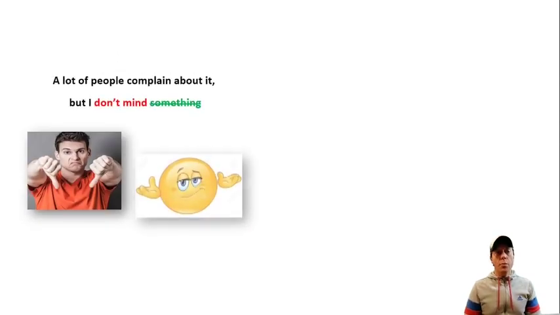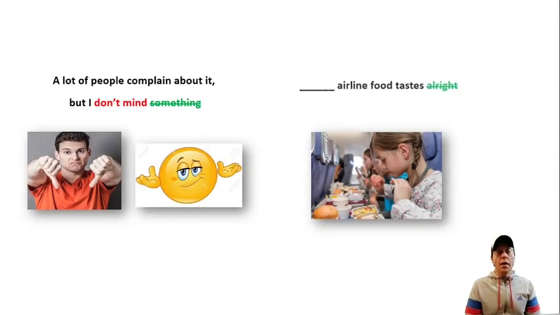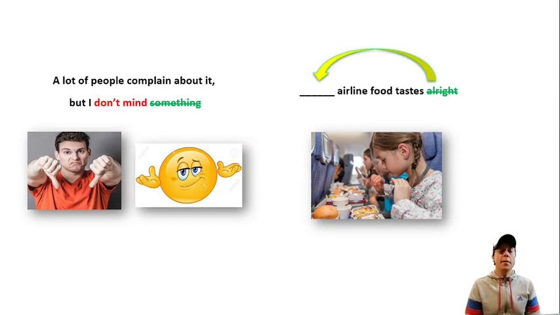Okay, don't mind. Basically meaning I don't love something, but I don't hate it. I'm in the middle. I don't mind it. It's okay. A lot of people complain about it, but I don't mind. And the second sentence is airline food tastes alright. I need to take that sentence and create a noun phrase, which means I need to delete something. We're going to remove alright, which is an adjective.